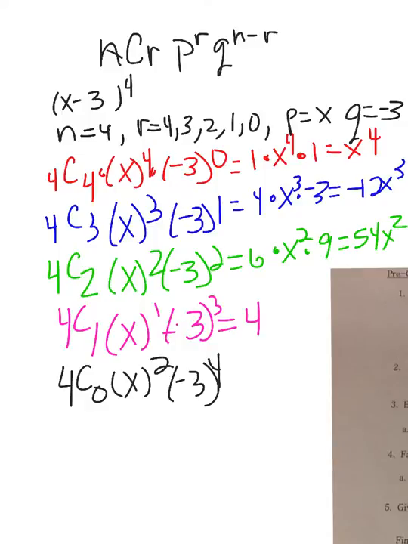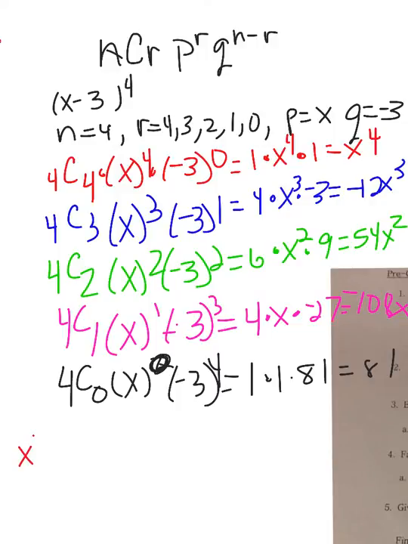4C1 is 4 times x times negative 27. So 4 times negative 27 is negative 108x. And then 4C0 is 1 times, sorry, this actually should have been 0 here. This should have been 0, sorry about that. Times 1, because x to the 0 power is 1. And then negative 3 to the 4th power is 81. So this is 81. And the last thing is you have to remember, you have to write it as the expansion of the binomial. So you have to put it now in order. x to the 4th minus 12x cubed plus 54x squared minus 108x plus 81.